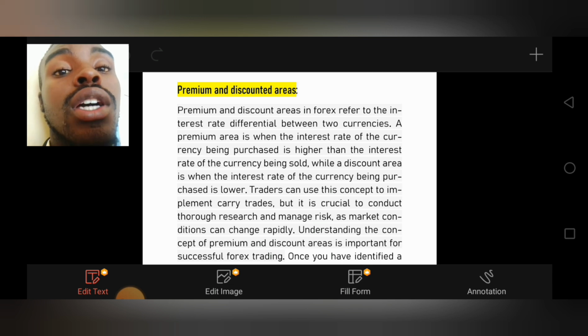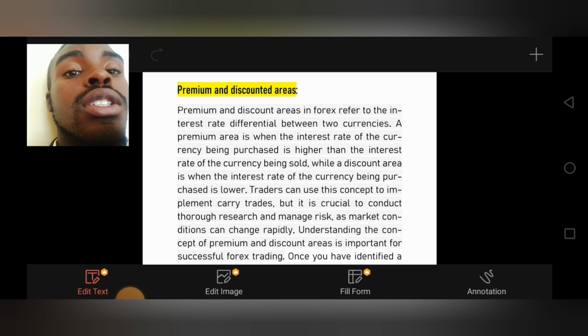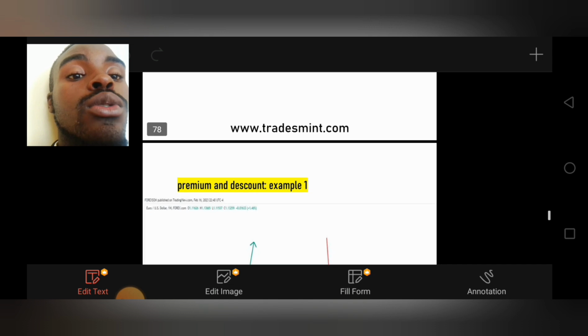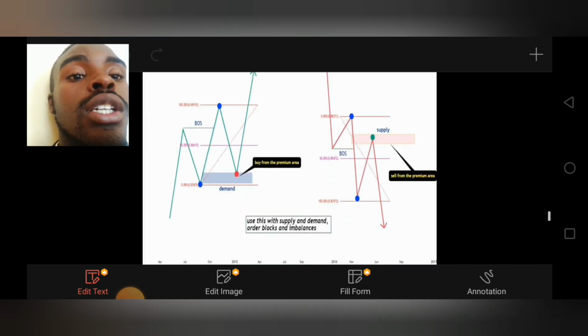I will take you through a deal and you will understand the premium and discount areas yourself. You understand how they work and how they are. That is the important thing that you need to understand, guys. So let's move to the premium and discount areas where you will understand them very well. Let's switch to the premium and discount areas, guys.